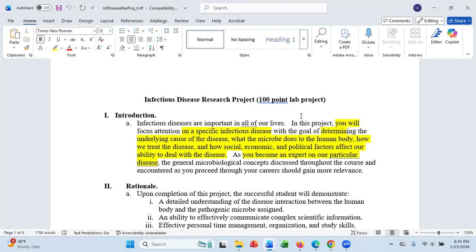All right. In this project, you're going to be focusing in on a specific infectious disease, determining the underlying cause, what the microbe does to the human body, how we treat the disease, how social, economic, and political factors affect our ability to deal with the disease. In essence, you're going to become an expert on one particular disease. And that's the whole point of this project. Any question about that?